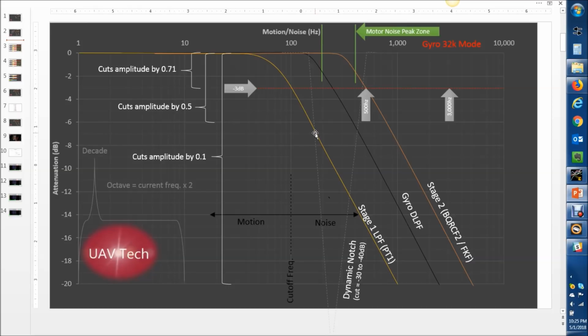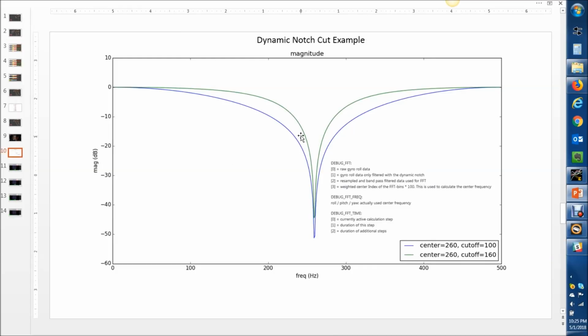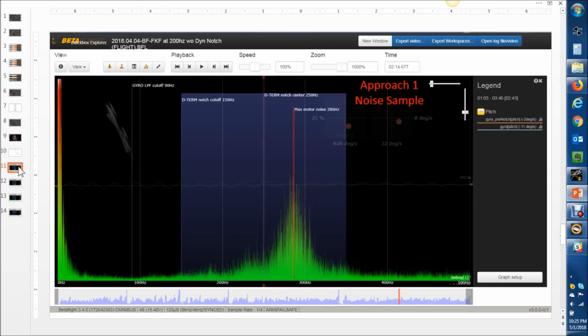So it's a decent amount of attenuation, but when you're looking at a notch filter, you're looking at negative 30 to 40 decibels of attenuation. So that's a heck of a lot more attenuation. And what that results in, just doing some tests, I did a couple flights, and you can see it's a full flight, 2 minutes and 43 seconds. This was the approach one.